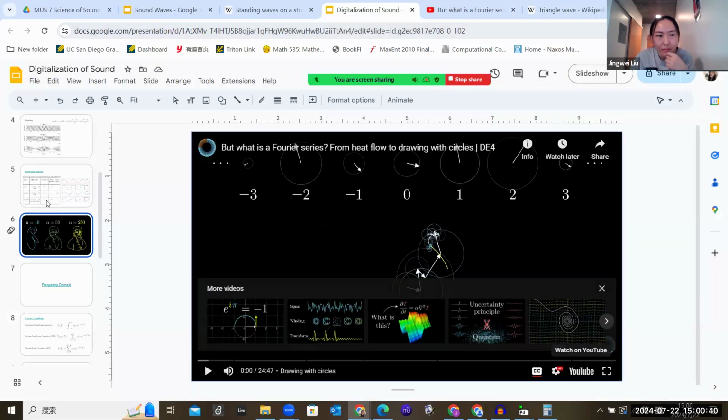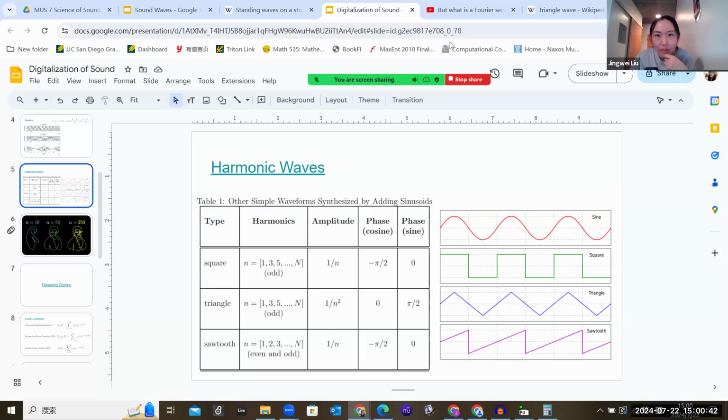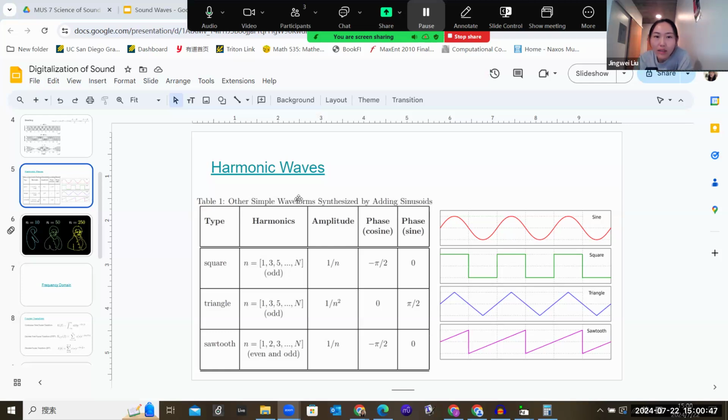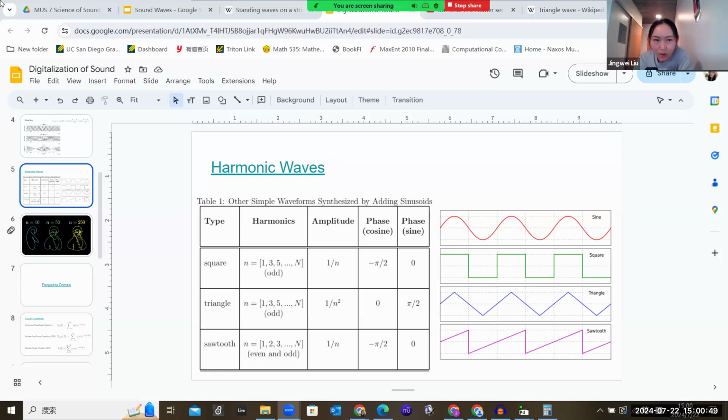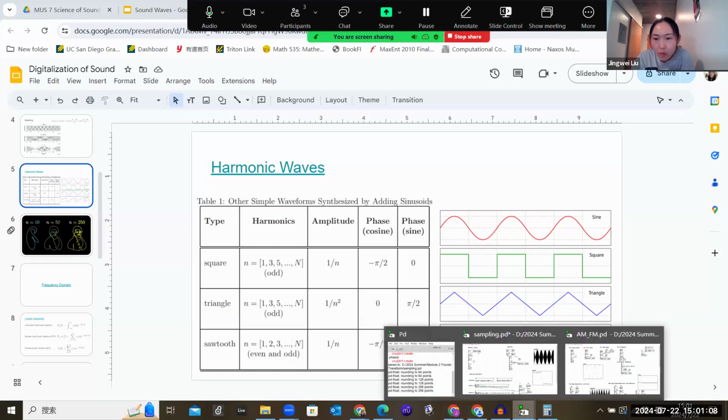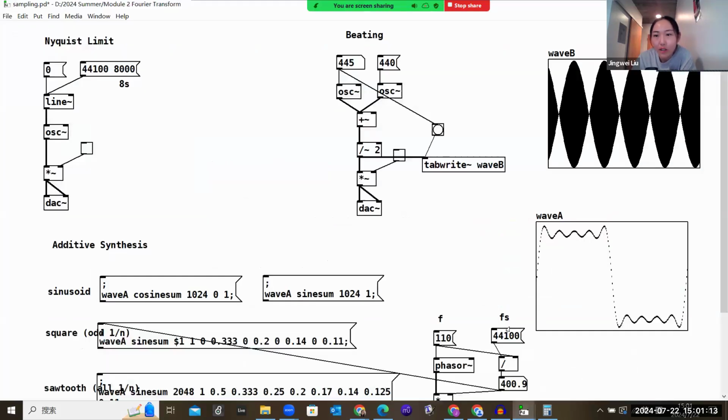And before we get into the deeper concept of Fourier transform, let's continue with this, okay? Harmonic waves. So now I believe you have better understanding of what is additive synthesis, how do you create those harmonic waves using, adding up infinite numbers of sinusoidal waves of upper harmonics to create those patterns. So what we can do actually in pure data, because I introduced pure data last time a little bit.